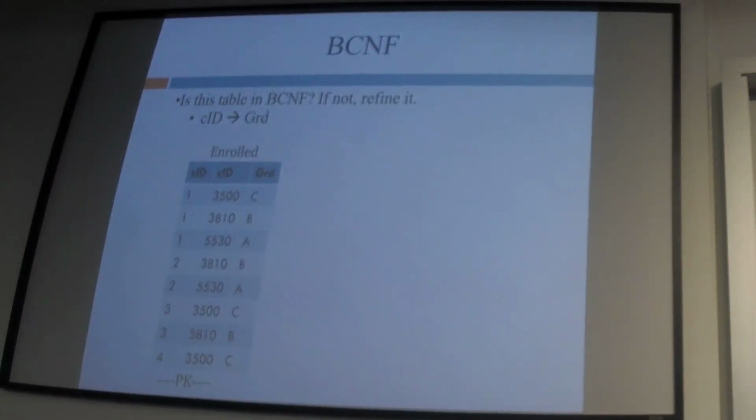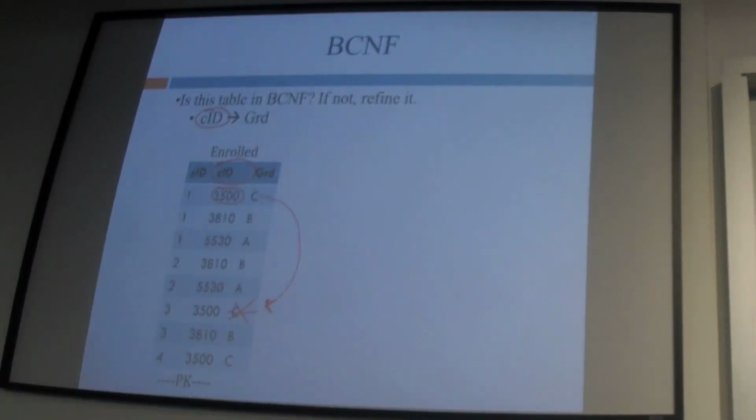So it is not in Boyce-Codd normal form because CID, which is the thing on the left of the functional dependency, is not a super key. In other words, if I were to erase some value out of this table, could you predict what was erased, given the rest of the rows and knowing that the functional dependency holds? Yes, all you have to do is go find another instance of 3500 and copy that grade down to there.